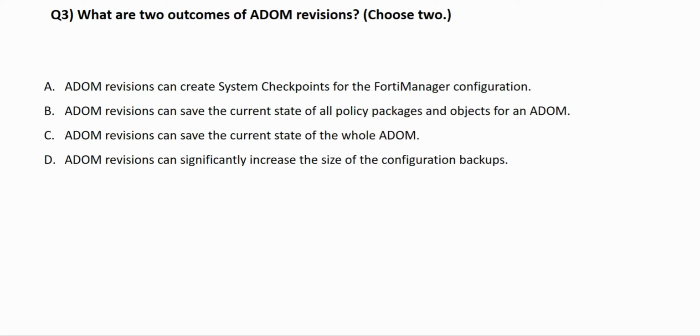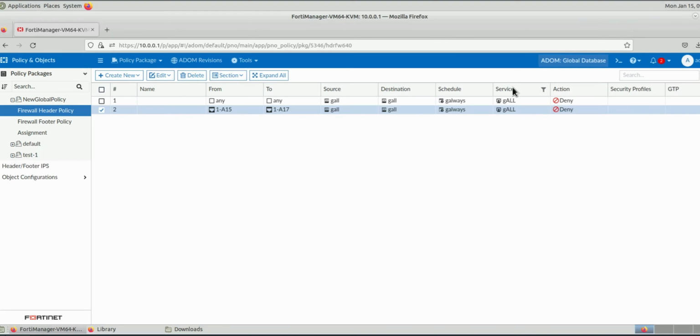Let's continue to another question. Another question is about the ADOM revision. What are 2 outcomes of ADOM revision? Before the lab, I want to give some information about the ADOM revision, but let's turn to the lab. Yeah, connected to the FortiManager, you can see some tabs on the top layer, the ADOM revision. But first of all, I want to give some information about the ADOM revision.